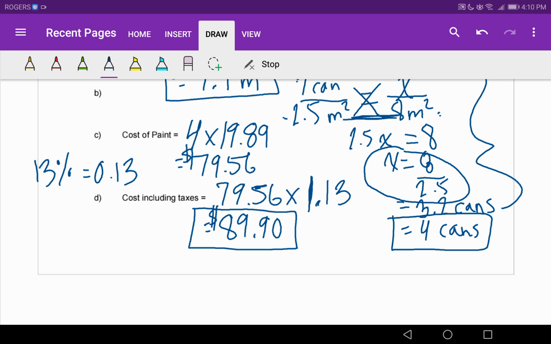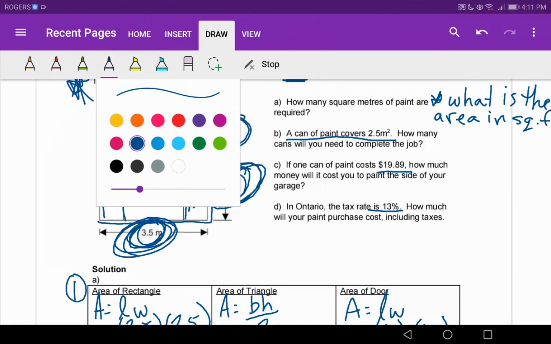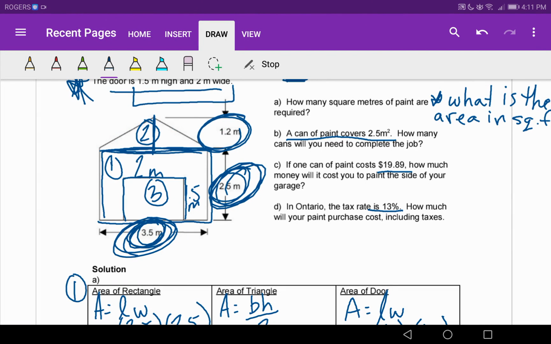This is a real life question. I can't tell you, if you're actually painting your house, you're actually making these calculations. Except the difference is you wouldn't be given these dimensions. You would have to measure these dimensions, right? Like the 1.2, the 2.5, the 3.5, and whatnot. You would actually have to measure things out.